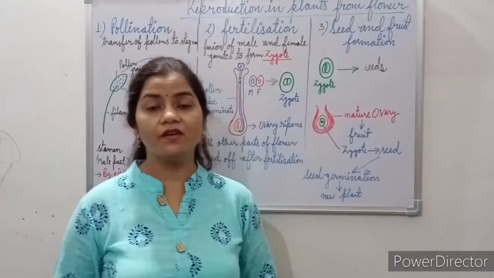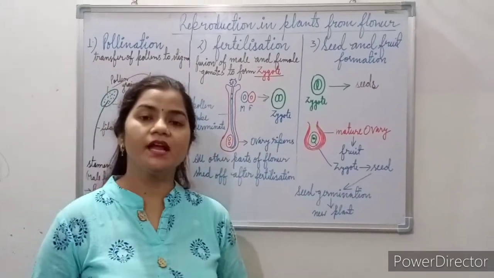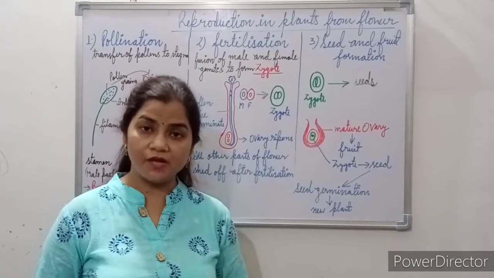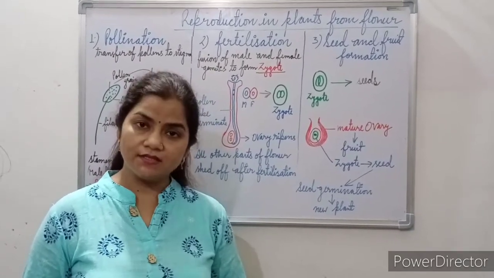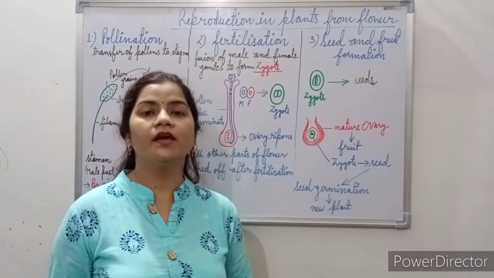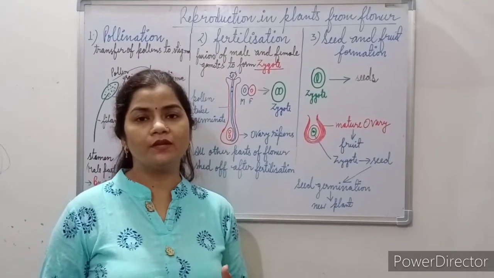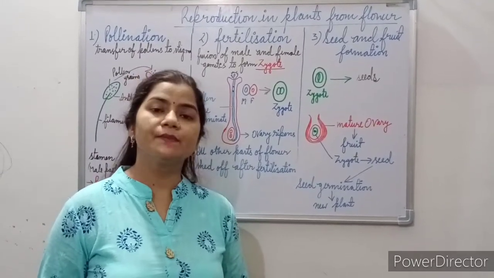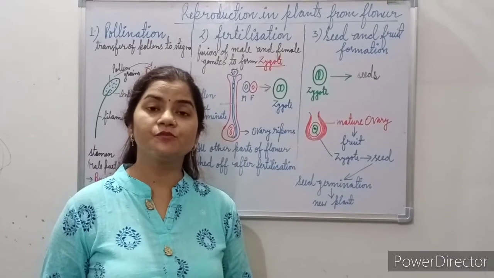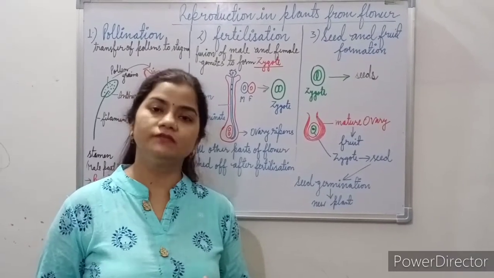In the last class we have discussed the structure and function of the flower, in which we discussed that a flower consists of 4 rows. In these 4 rows, the first row we call sepals. Sepals are green leafy structures which protect all the rows of the flower.